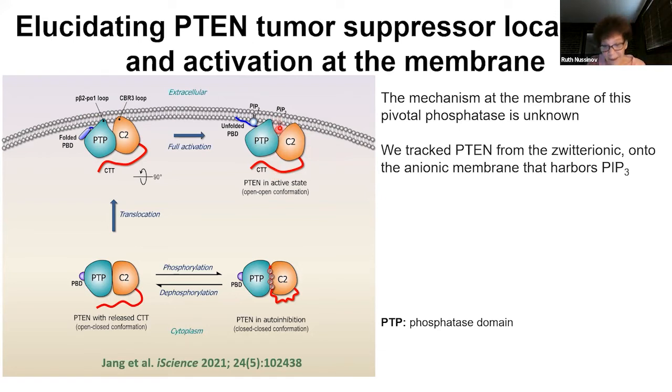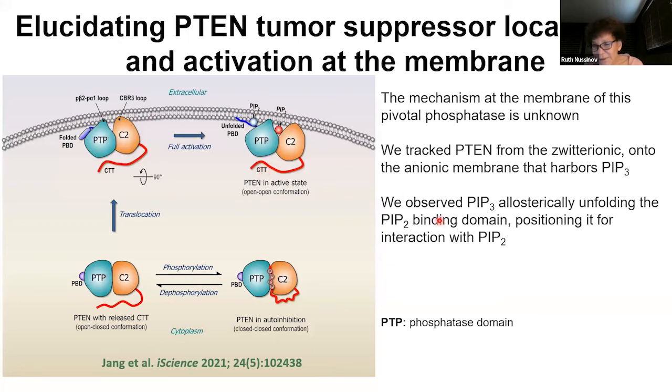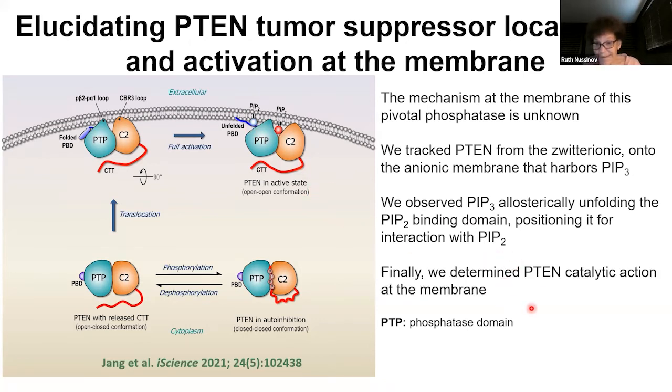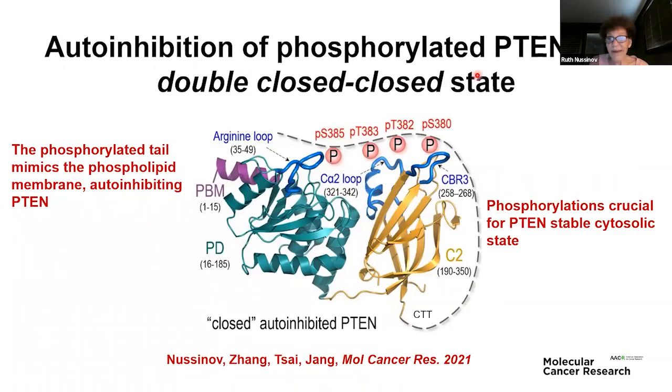Here we see the PIP3. And observe that the PIP3 here allosterically unfolds the PIP2 binding domain, positioning it for interaction with PIP2. And then we determine the PTEN catalytic action at the membrane. So here is the autoinhibited state of the phosphorylated PTEN in the double closed state, the phosphorylated tail and the folded PIP2 binding domain.